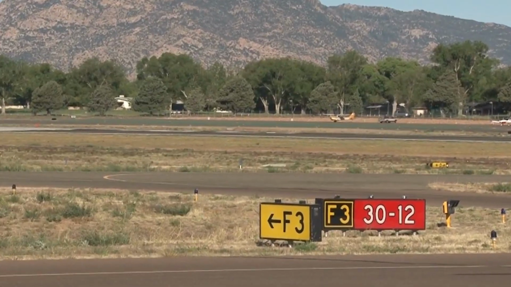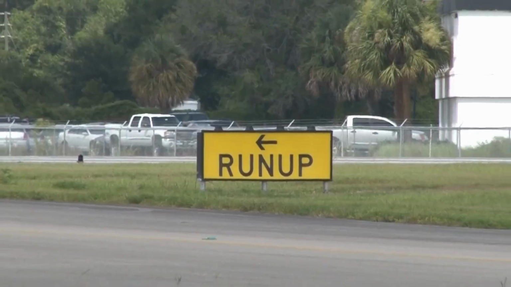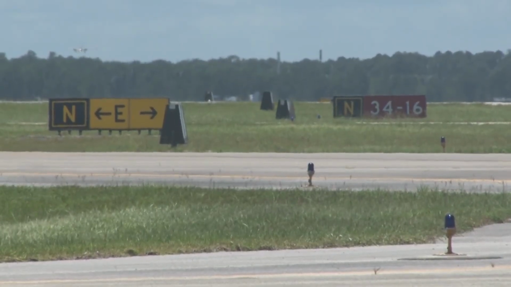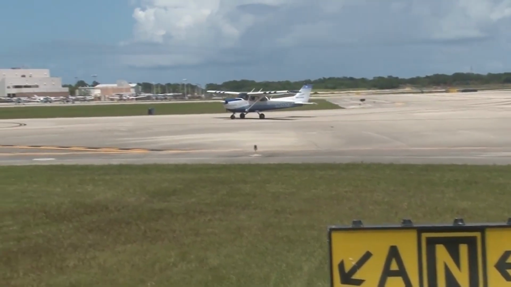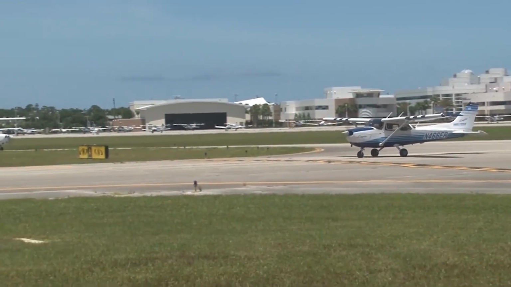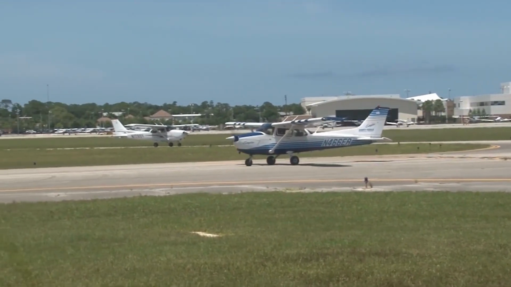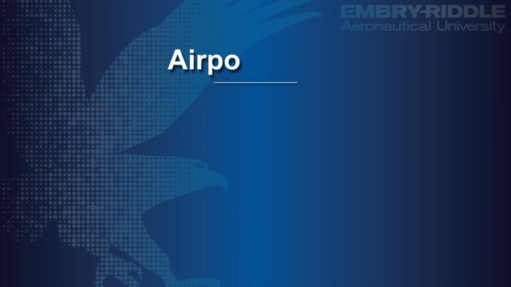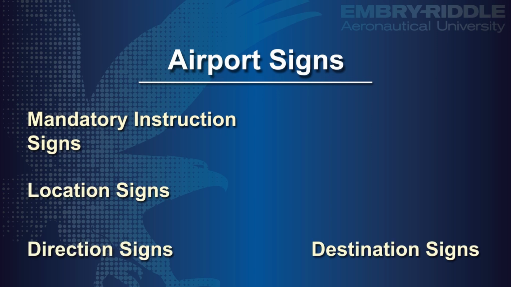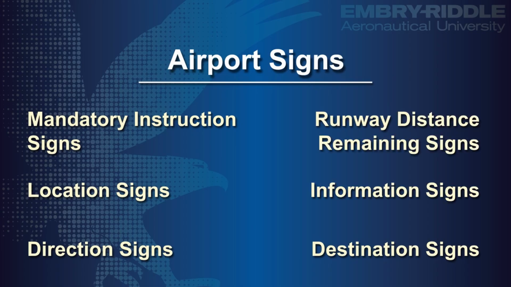Good airport signage helps pilots navigate their way around an unfamiliar airport and is important for safety by helping to identify crucial intersections and crossing runways. Taxiway striping and signs work just like roadway stop signs and traffic lights to help prevent traffic conflicts. There are 6 types of airport signs: mandatory instruction signs, location signs, direction signs, destination signs, information signs, and runway distance remaining signs.